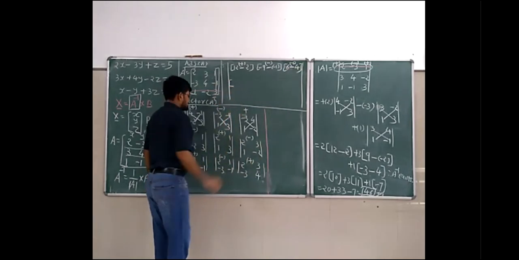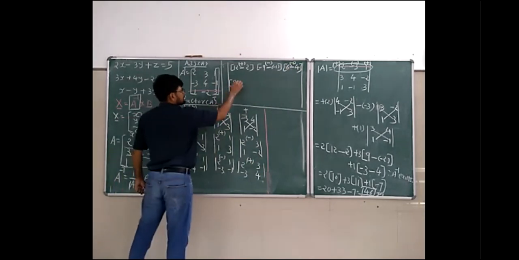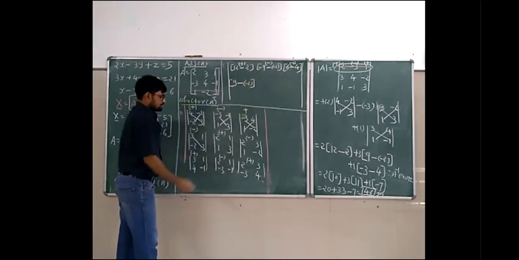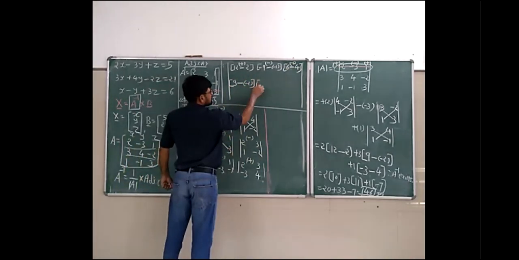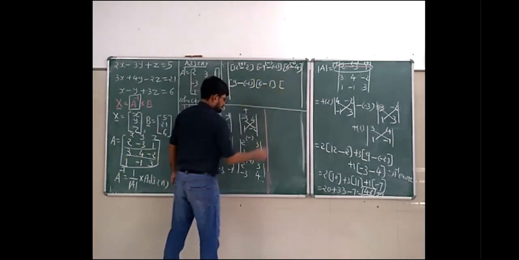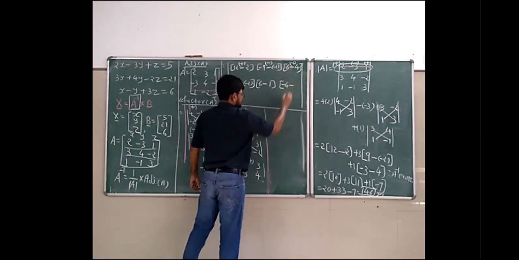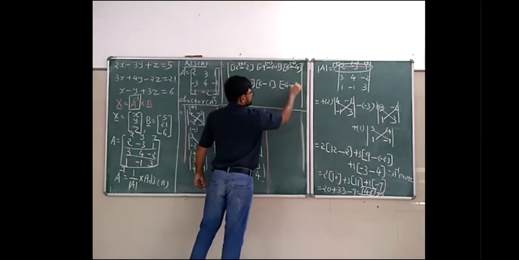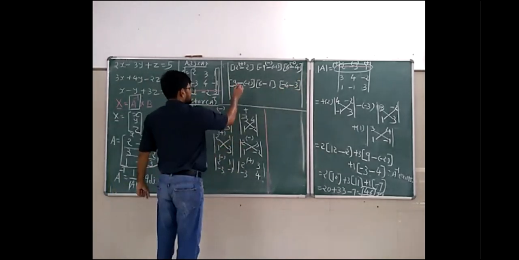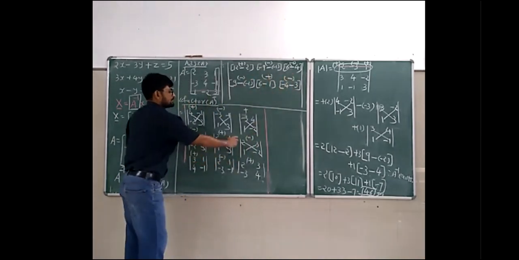Then find the second row. 3 into 3, 9, minus 1 into minus 2, minus 2. Then 2 into 3, 6, minus 1 into 1, 1. Then 2 into minus 2, minus plus minus 4, minus 3 into 1, 3. Clear? Similarly, we will use the signs minus plus minus that we have used here.